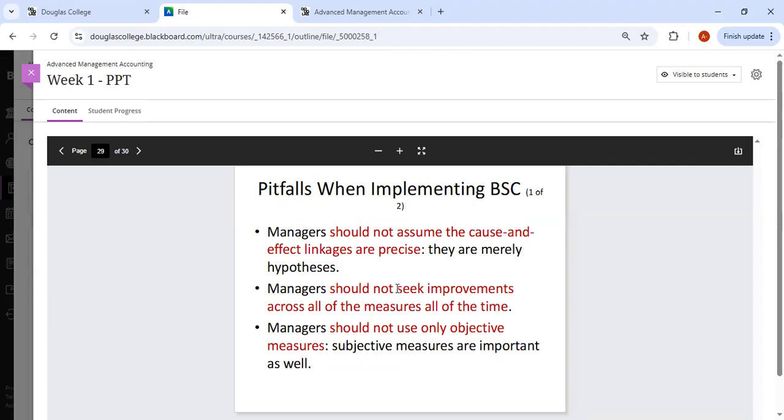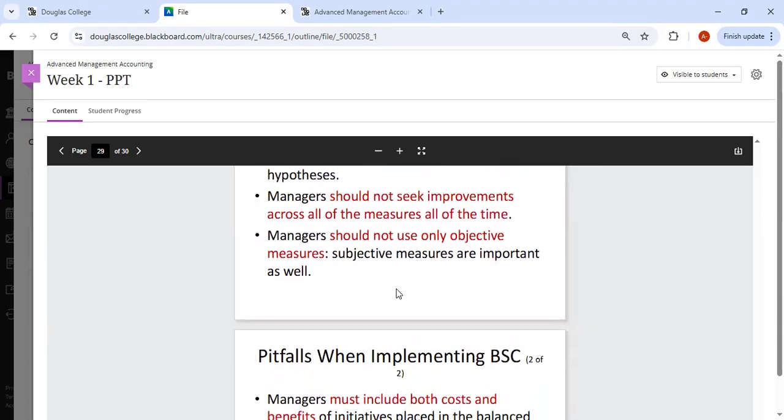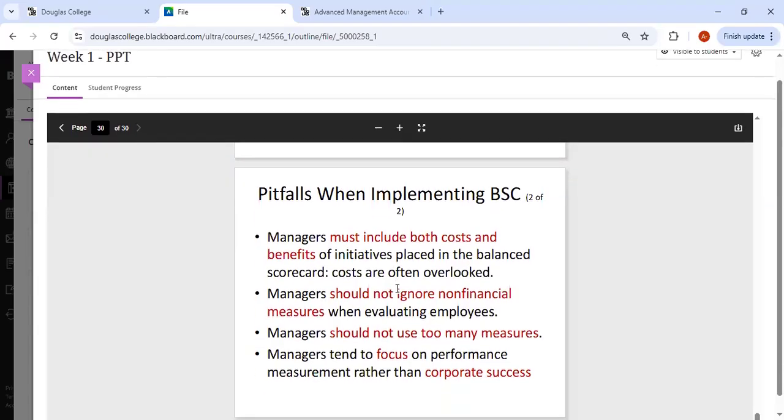The other thing is managers should not seek improvement across all the measures all the time. Let's start slowly, one after another. Sometimes it might not work for everything. And we should not use only objective measures. Subjective measures are also important in developing our balanced scorecard. The other thing is we must include both costs and benefits.